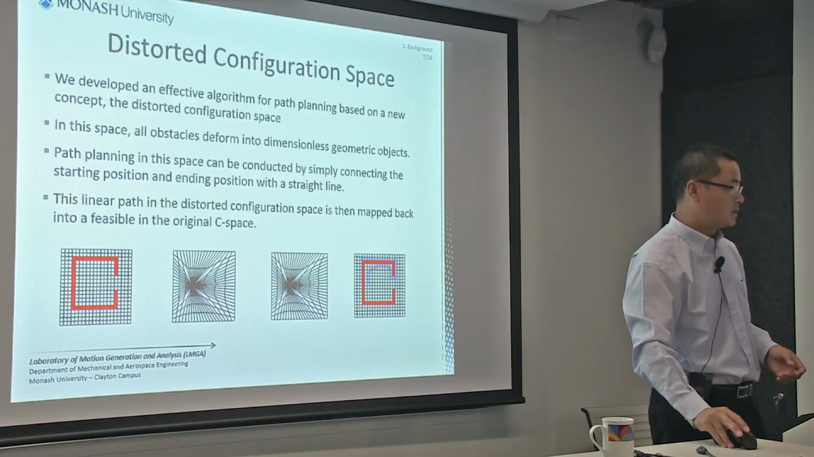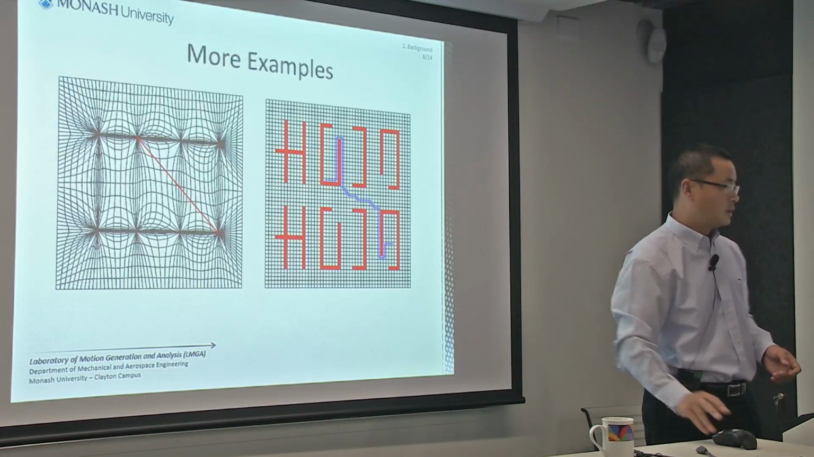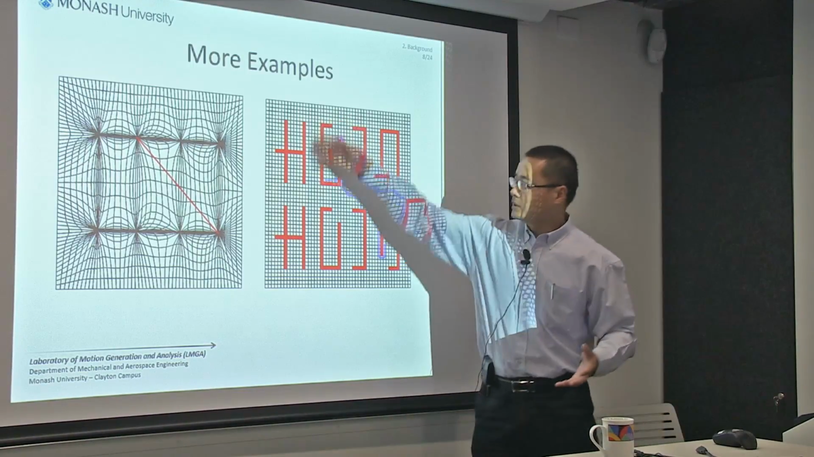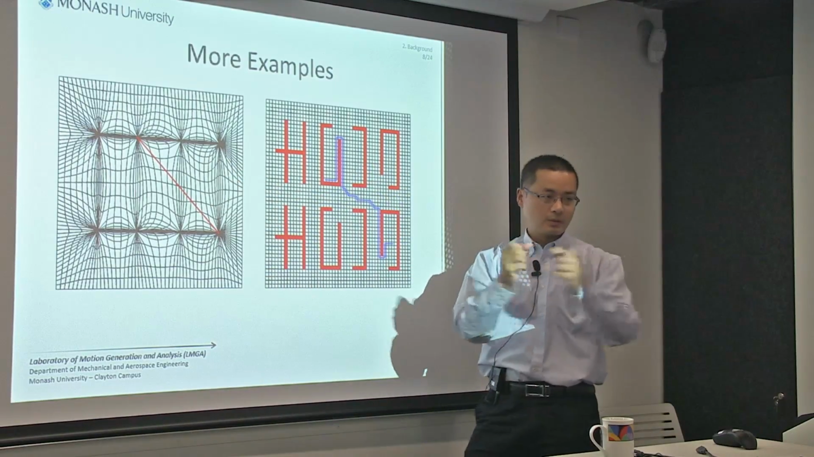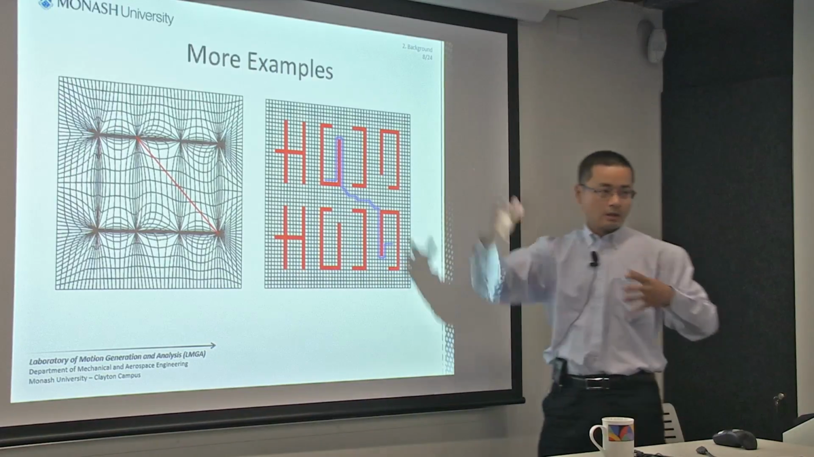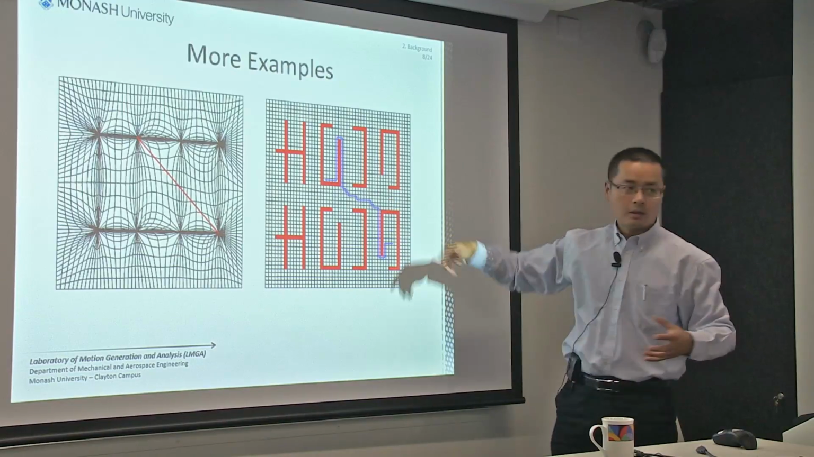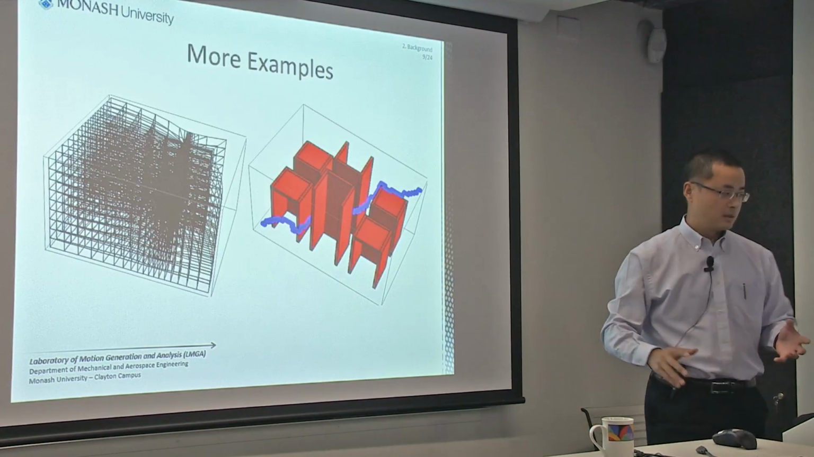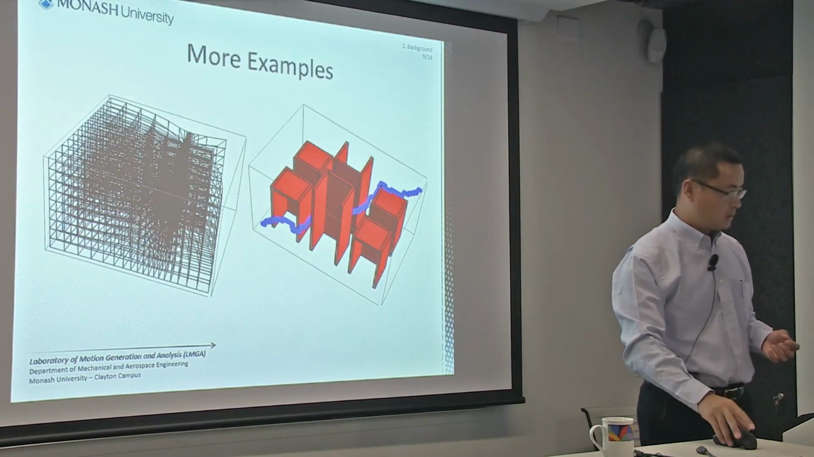So we tried different examples. This is a more complicated workspace, and these are the original obstacles. We distort these obstacles into points, and the workspace is distorted into this new space. Then we draw a straight line and map it back. I can find the path. And this is another case, in three-dimensional space.